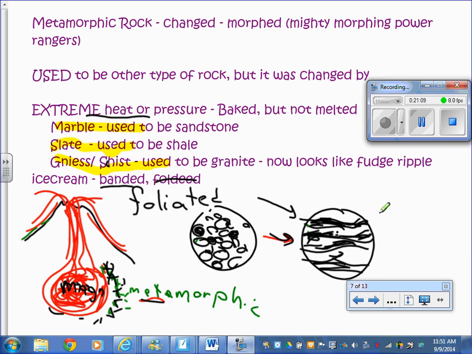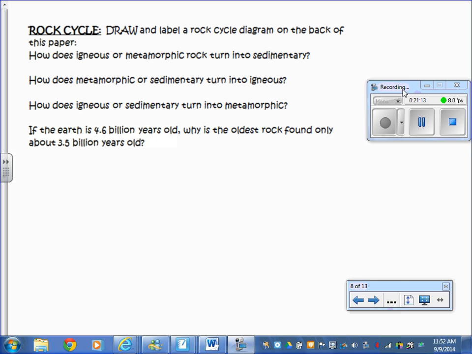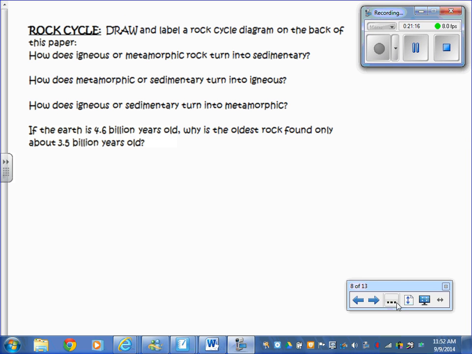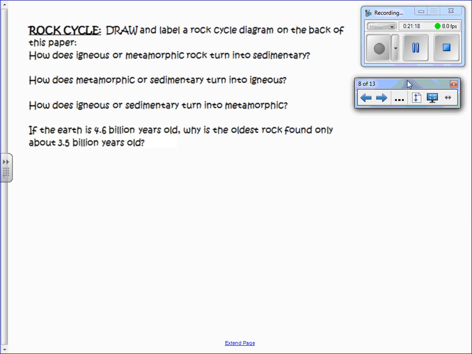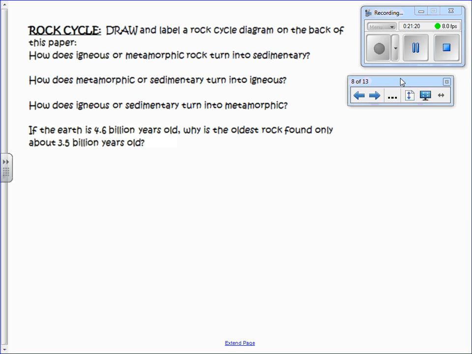Okay, and then finally, the last thing, the rock cycle. The rock cycle is basically how rocks form and how rocks change from one form to another. The Earth itself is about 4.6 billion years old, but the oldest rocks we found are only about 3 billion years old. And the reason why is because rocks are constantly changing. So this picture is in your textbook, but you should kind of make it now.